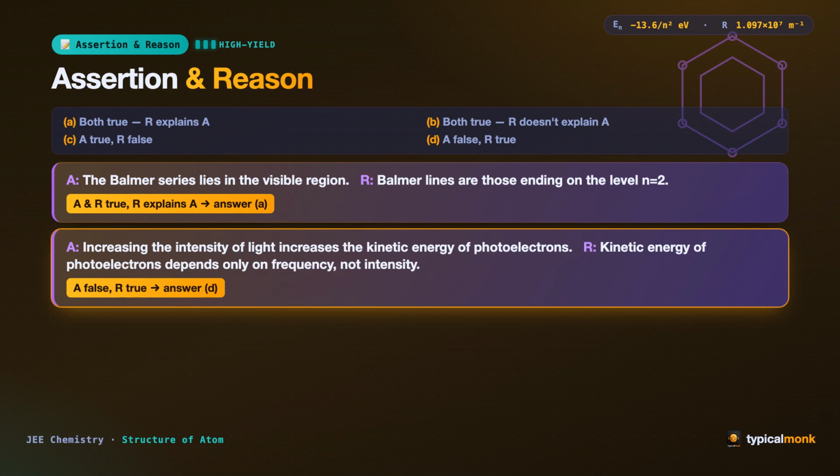Second one. Assertion: increasing the intensity of light increases the kinetic energy of the photoelectrons. Reason: the kinetic energy of photoelectrons depends only on the frequency of light, not its intensity. Check the reason first. True. Exactly the lesson of today's class. Now the assertion. False, because brightness only changes how many electrons come out, never their speed. Assertion false, reason true, option D.